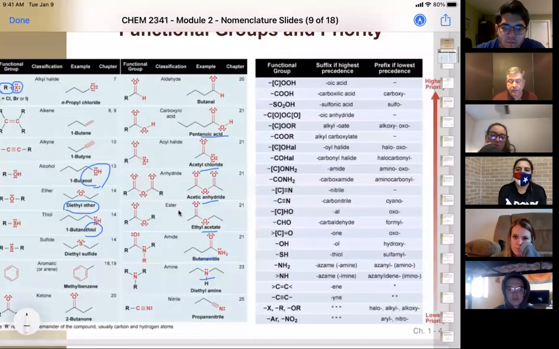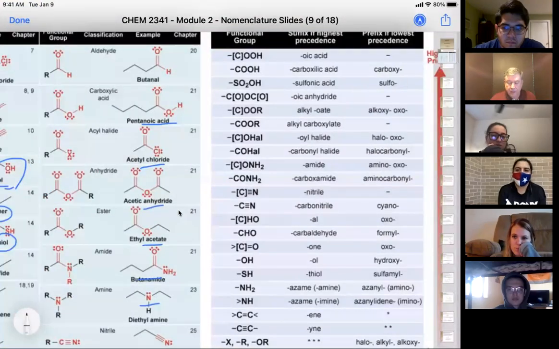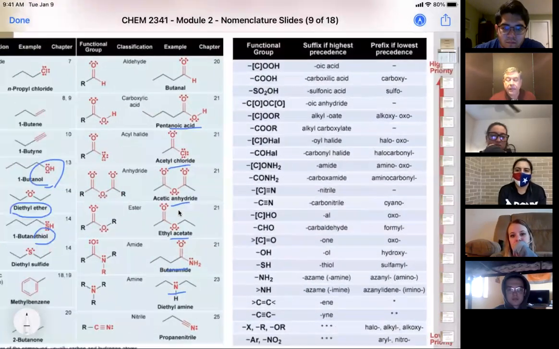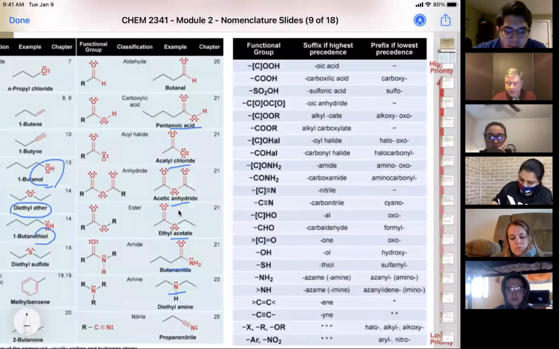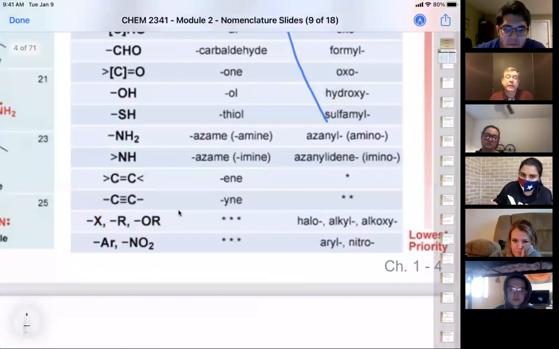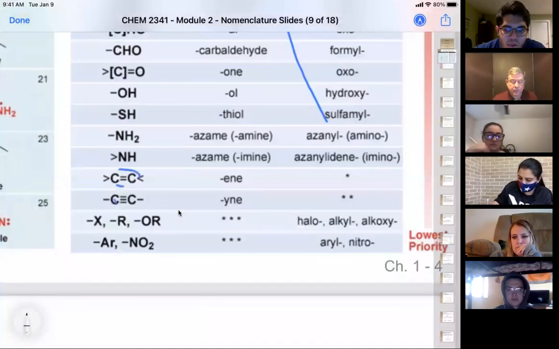All right, let's talk about priority. When we're asking whether a group changes the name, only if you are something like an alkene or an alkyne do you start to change the name. If you have any halogen, alkyl group, or alkoxy group, or an aryl or a nitro group, you don't actually change the name. It's just a substituent. Once you have a double bond or triple bond, that does change the name.